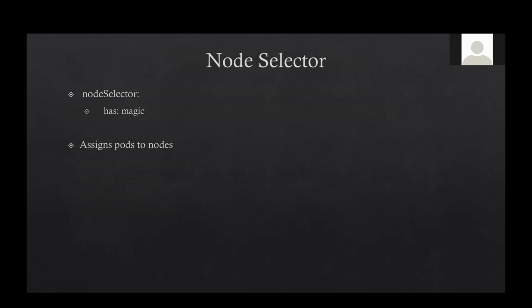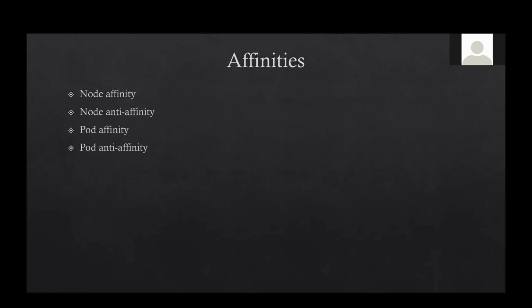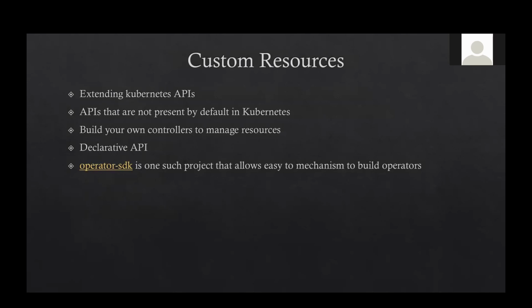Node selector is basically a key-value pair. If you use a node selector, then it will only schedule your pods on the specific nodes. Again, this is not the best use of the Kubernetes scheduler. We have affinities. Node affinities and node anti-affinities are generally preferred; they're given higher weightage than pod affinity and anti-affinity.